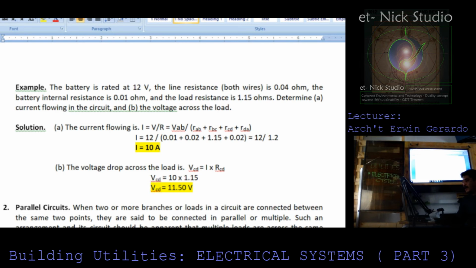Letter B, the voltage drop across the load. V represents the voltage, and V equals I times the resistance. So the voltage drop is the current, 10 ampere, times 1.15 ohm. Therefore, the voltage drop across the load is 11.50 volts.